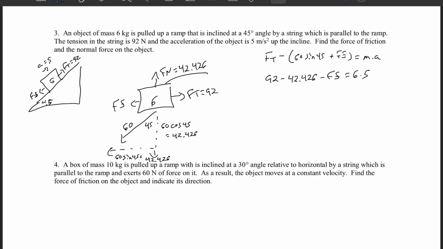So 92 minus 42.426, I got is 49.574, minus force of friction is equal to 30. I'm going to subtract 30 to the other side, and I'm left with 19.574 is equal to force of friction once I add force of friction to the right side, in newtons.